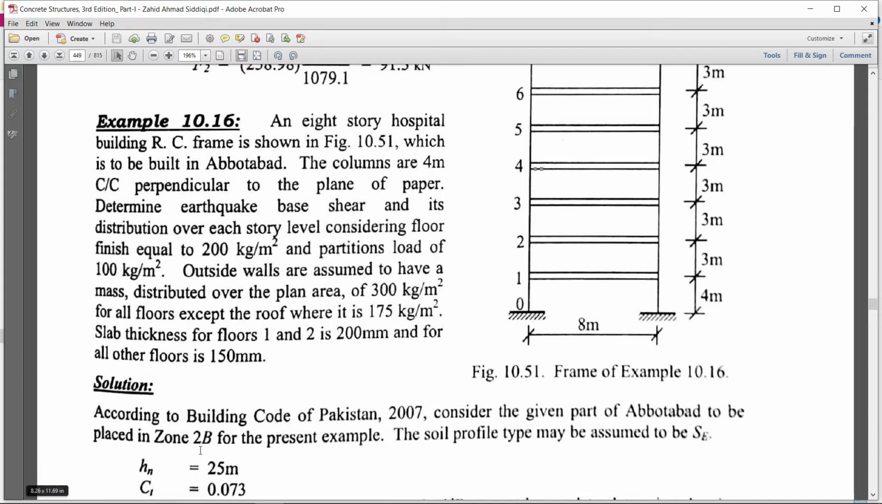Okay, so we select that this city lies in zone 2b. The soil profile type may be assumed to be SE. Okay, for zone 3 and zone 4 you can select SD, and for others you can select SE. Okay, this is the assumed value.